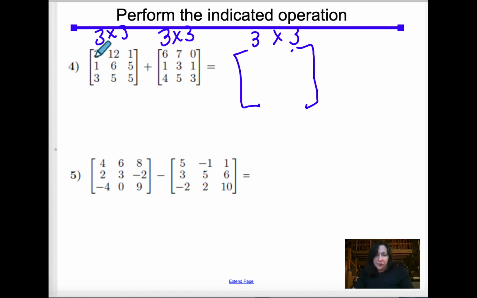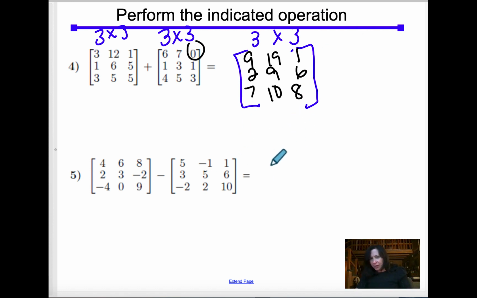And then add the numbers. You've got 3, each entry gets added. It's very simple. 3 plus 6, which is 9. 12 plus 7 is 19. 1 plus 0 is 1. 1 plus 1 is 2. 6 plus 3 is 9. 5 plus 1 is 6. 3 plus 4 is 7. 5 plus 5 is 10. And 5 plus 3 is 8. So I'm done. And that's just very simple, finished.